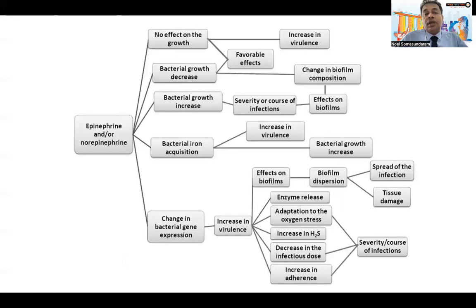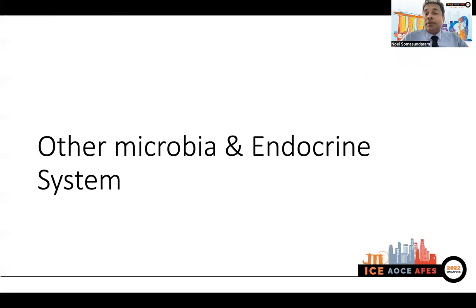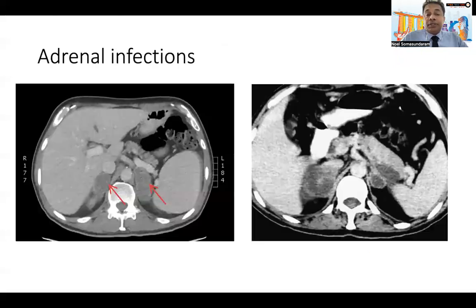And here we see how bacteria relate to epinephrine and norepinephrine and can cause more severe infection, one by previous adaptation to the epinephrine and norepinephrine, which makes them grow more floridly, but also local effects can lead to severe infection. And so that's, ladies and gentlemen, an interesting concept that we have seen. Other microbial and endocrine system interactions are also important and interesting.